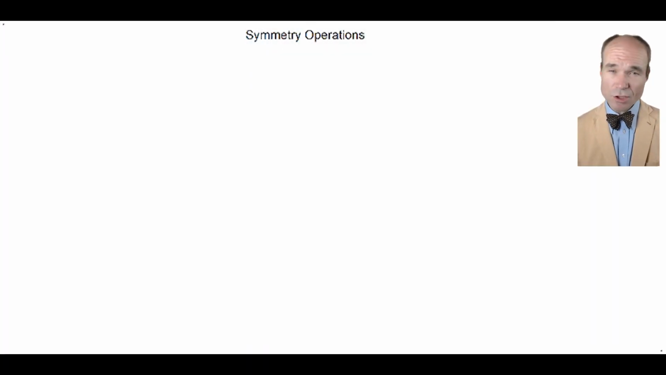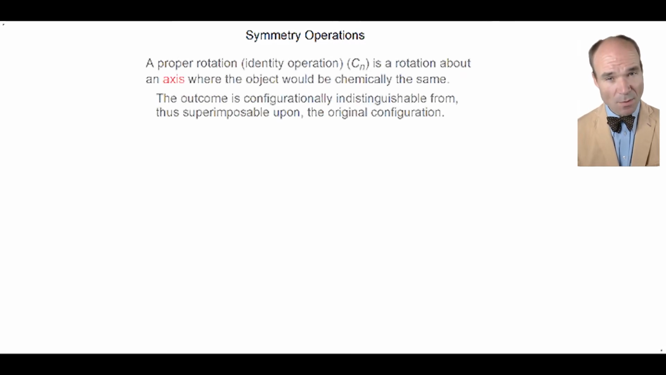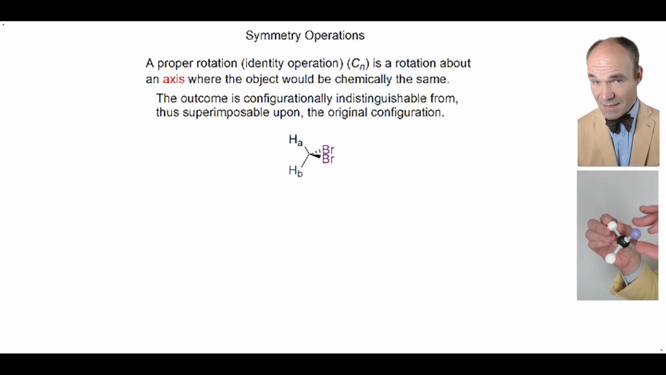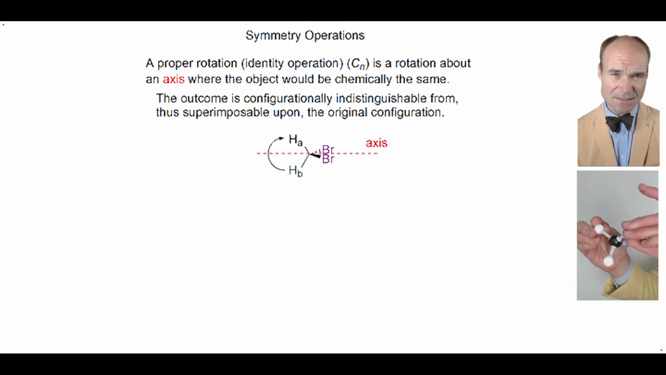We will consider two symmetry operations. First, a proper rotation, or identity operation, described as C and then a number marked here as n to determine the amount of rotation about an axis. After a proper rotation, excluding a new conformer, the molecule is the same. As an example, we will consider dibromomethane by initially identifying the axis.